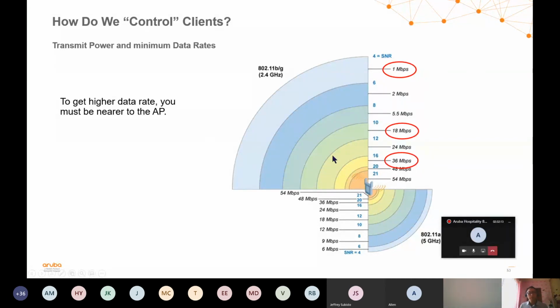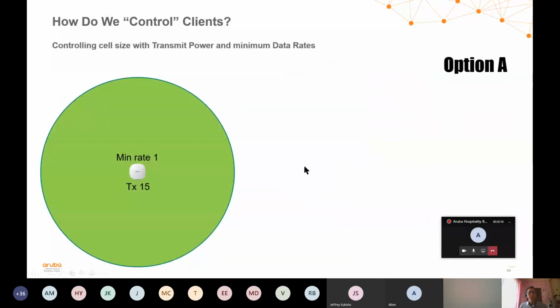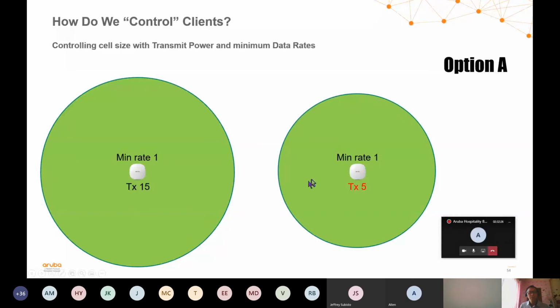So there are two ways to do it. Number one is to just change the transmit power. And this is an example. If I have a data rate of 1 Mbps and I have a transmit power of 15 dB, if I reduce that transmit power, my cell size reduces. So the clients must be within this area in order to connect at a minimum data rate of 1. So that effectively brings down the cell size.